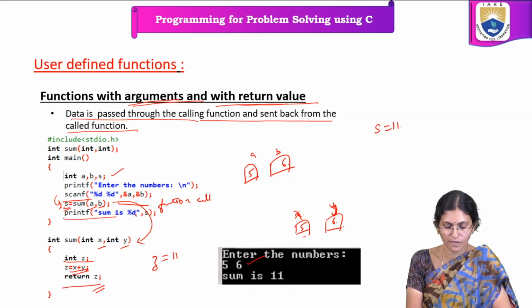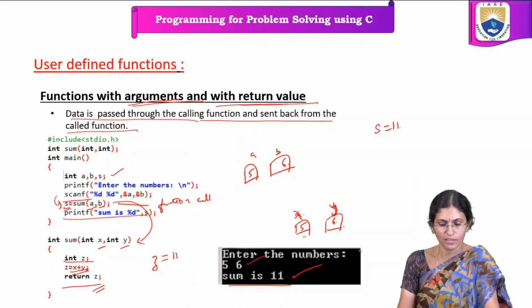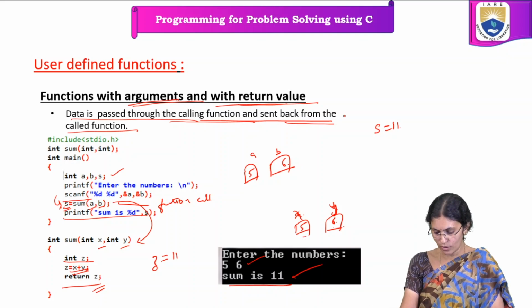The output is from the printf statement: sum is 11. In this way we can say that this is a function with arguments and with return value. Here data is passed from the calling function and also data is sent back from the called function.